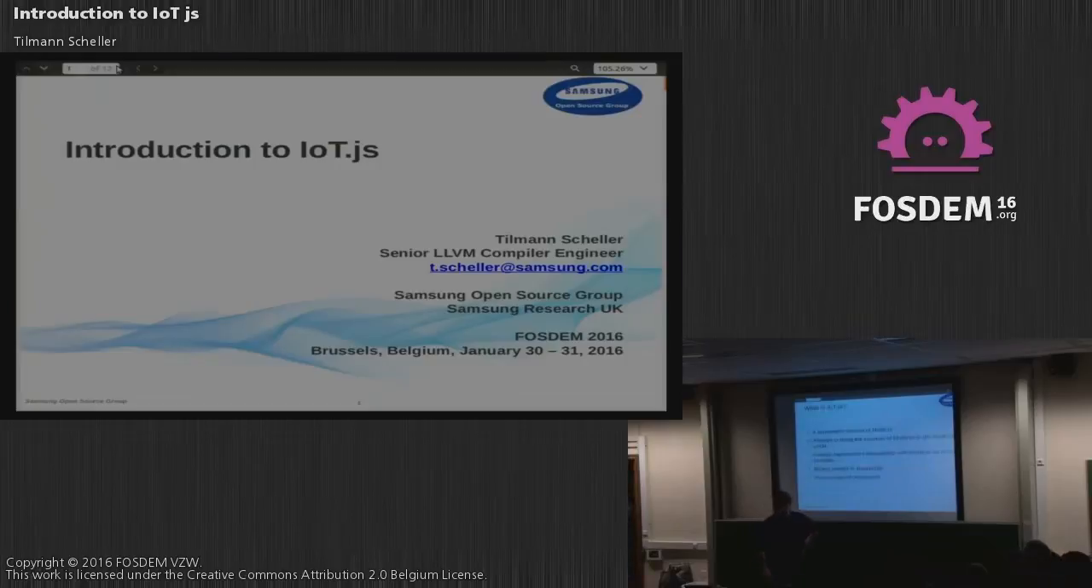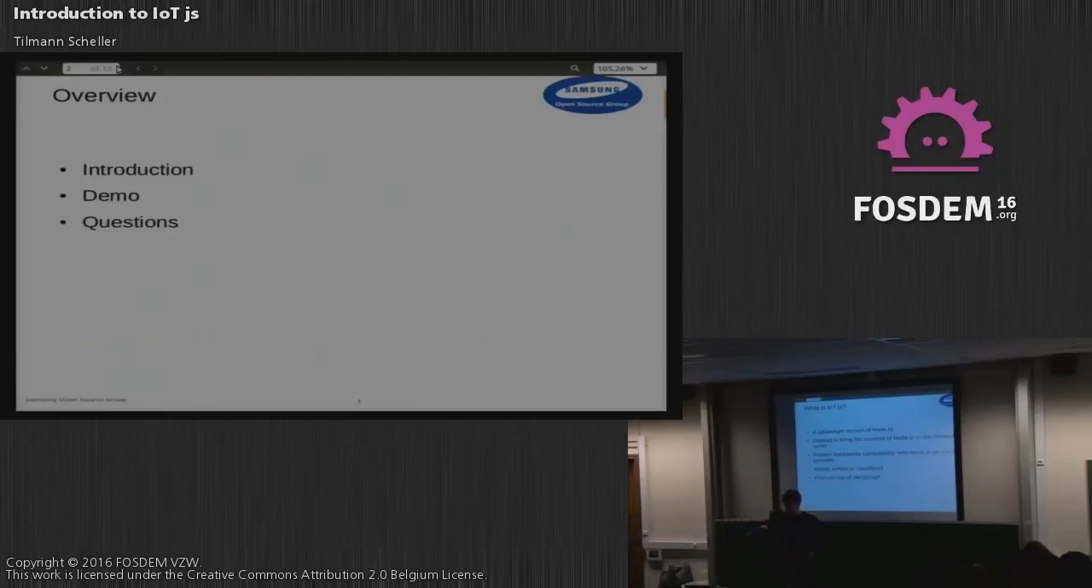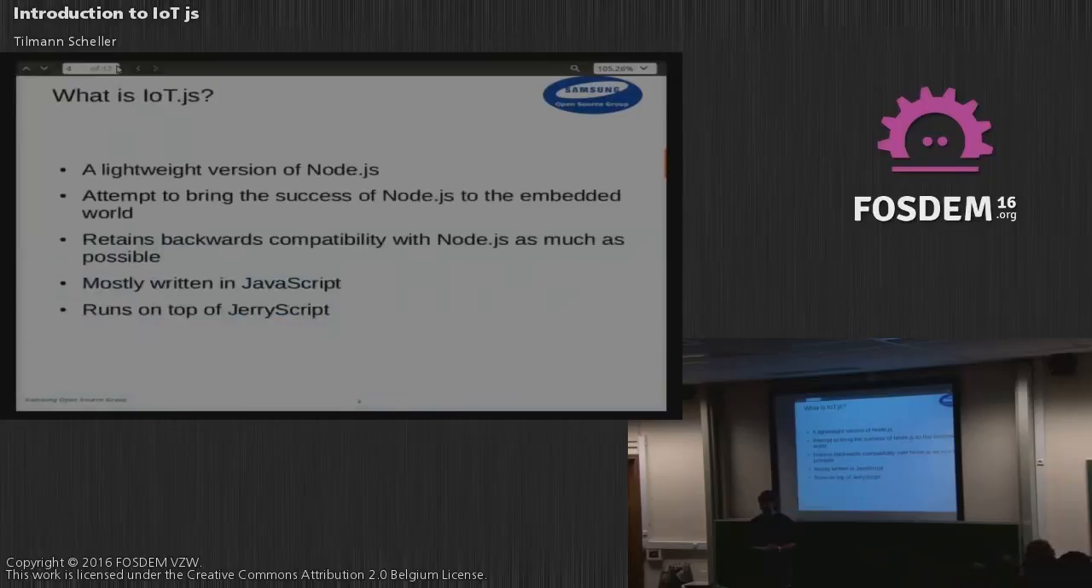So probably many of you are wondering, what is IoT.js? So essentially, if you want to describe it in one phrase, it's a lightweight version of Node.js. So what we're trying to do here is to get the success of Node.js into the embedded space. And with embedded space, we are really focusing on microcontrollers which are heavily resource constrained. So we're talking about microcontrollers with, let's say, 100 kilobytes of RAM, so really low-end stuff.